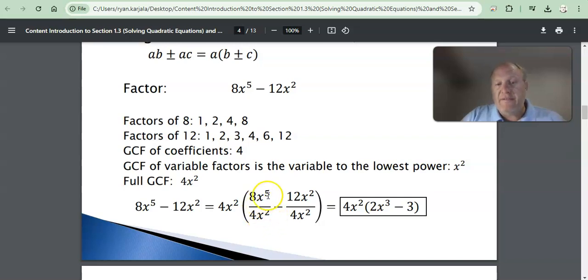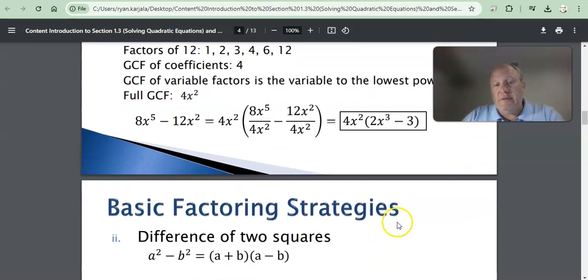So if you take 8x to the 5th and divide by 4x squared, you're left with 2x to the 3rd, and the 4x squared comes out front. You do the same thing with the other term. 12 divided by 4 is 3. x squared divided by x squared is 1, so you have just 3 left over. So that's the GCF. That's important.